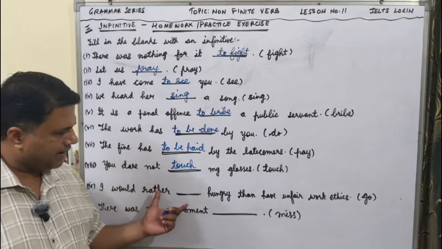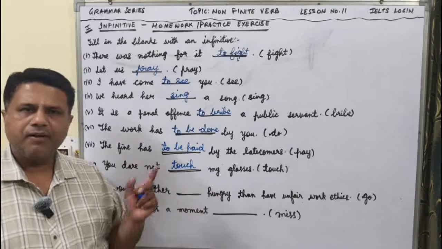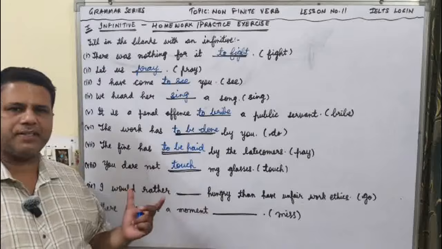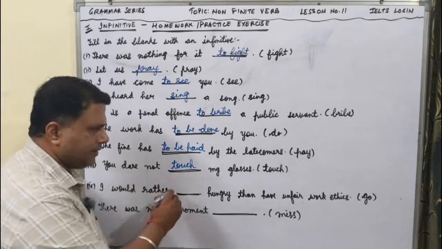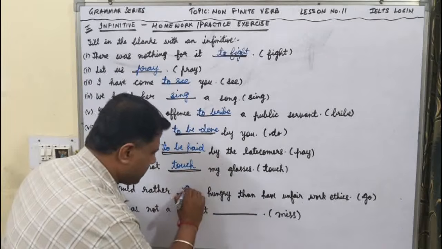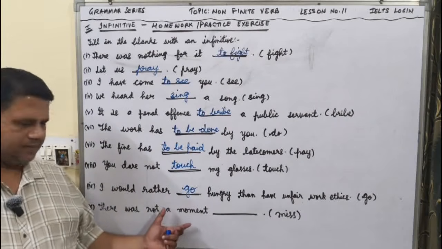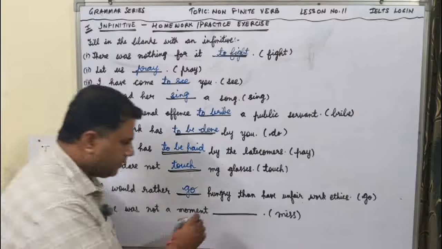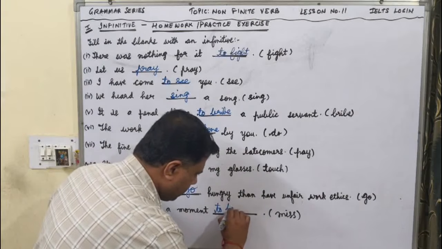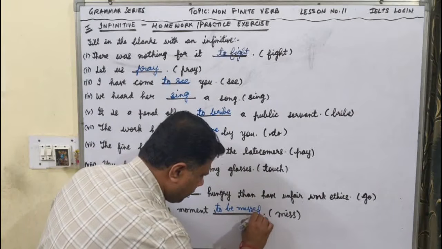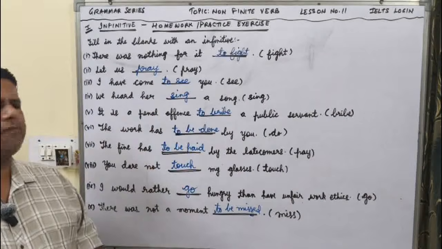I would rather dash hungry than have unfair work ethics. After an expression like had rather, we use bare infinitive, so that's why we will fill go. There was not a moment. There was not a moment to be missed. So this is again to infinitive passive form.